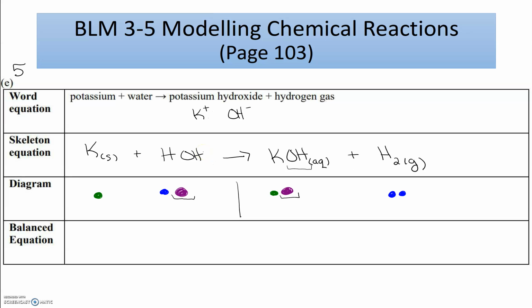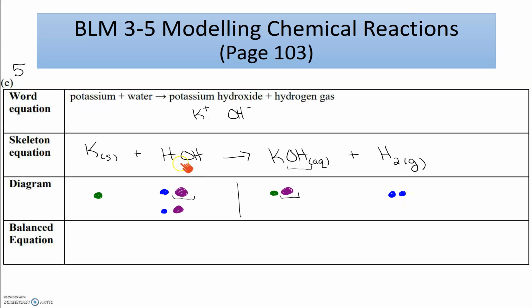So when I go to balance, looking at my colors, if I look at potassium, I've got 1 potassium here, 1 potassium here. So my greens, or my potassium, is balanced. When I look at my hydrogen, I've got 1 hydrogen on the reactant side, but on my product side, I've got 2. So that tells me I need to draw another one of my waters. So I need another blue hydrogen and another purple hydroxide. And now when I check, I've got 2 hydrogens on my reactant side, 2 hydrogens on my product side.